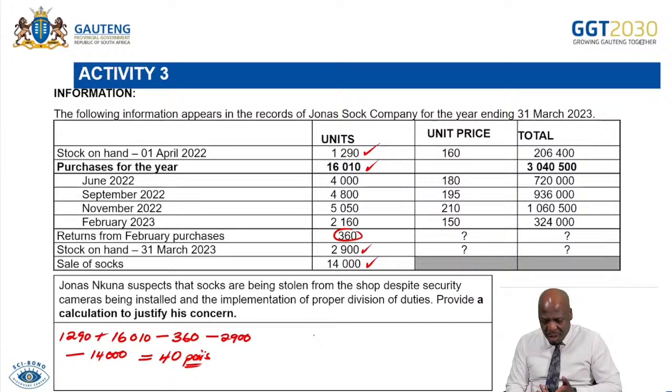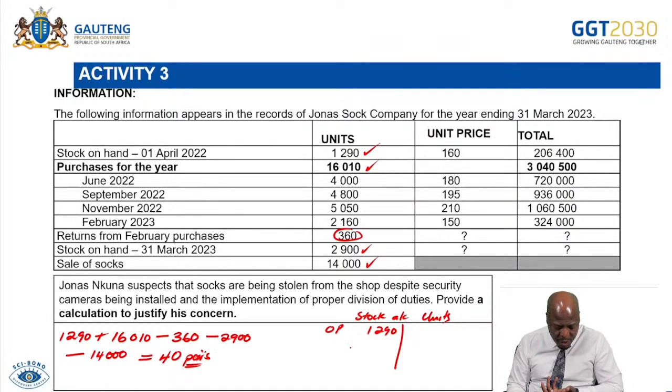The other way that you could have done it is to open a quick account. Okay, so I'm going to just call it a stock account, but this is in units. I'm going to call it a stock account in units. All right, and then I'm going to use OP for opening stock. So it's opening stock, OP, that's 1,290.